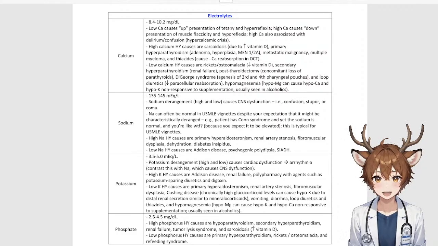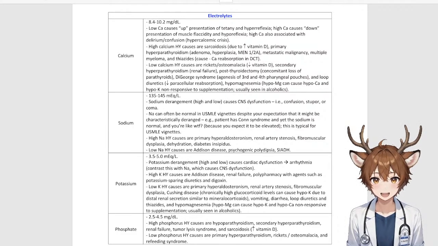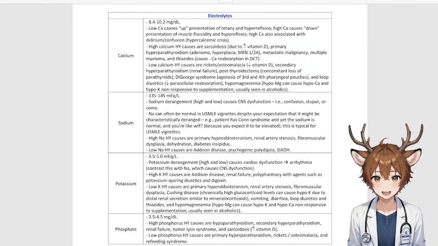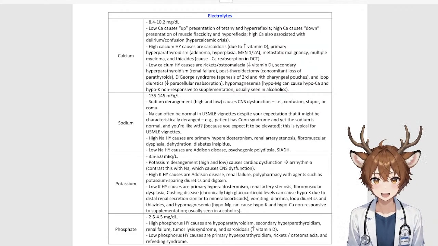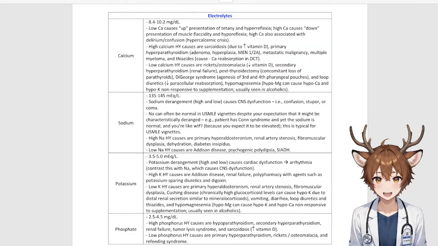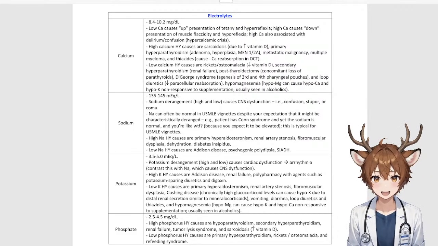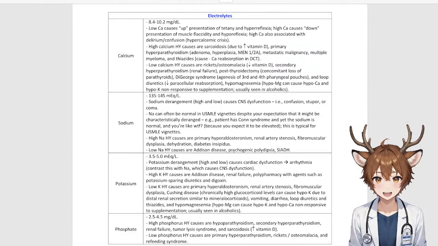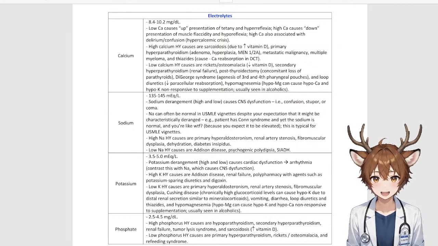Chronically high glucocorticoid levels can cause hypokalemia due to the distal renal secretion similar to mineralocorticoids, vomiting, diarrhea, loop diuretics, and thiazides, and hypomagnesemia. Hypomagnesemia can cause hypokalemia and hypocalcemia, non-responsive to supplementation, usually seen in alcoholics.